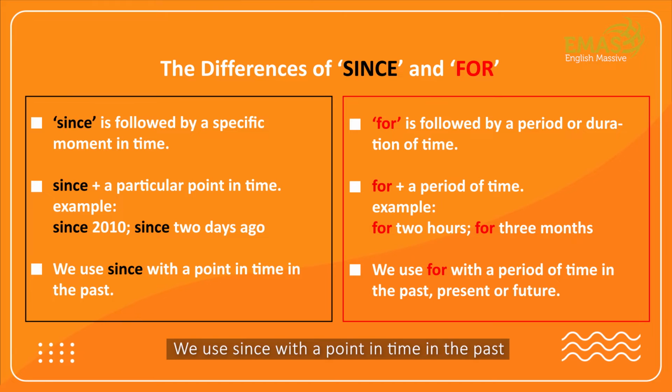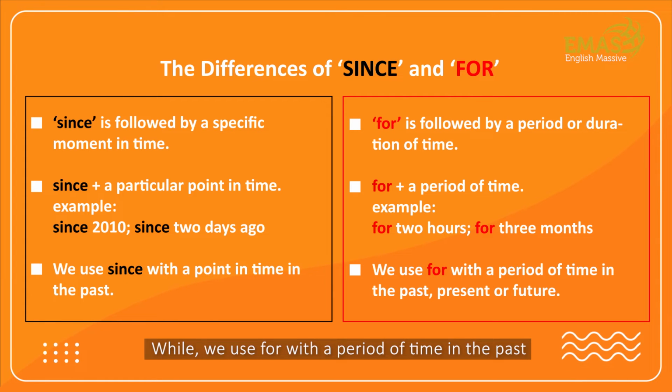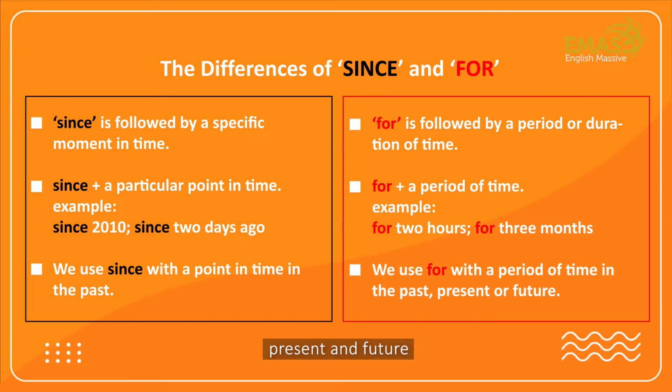When do we use since and for? Okay, we use since with a point in time in the past, while we use for with a period of time in the past, present, and future.